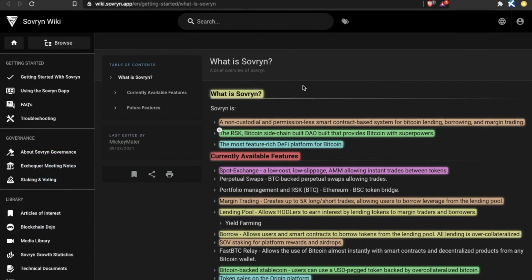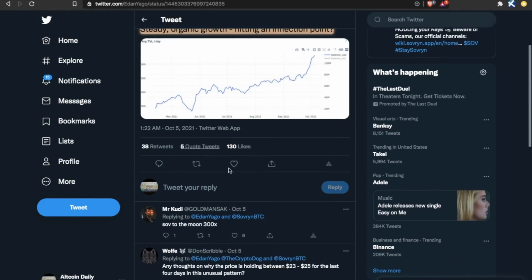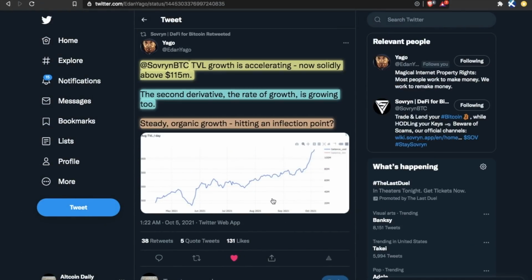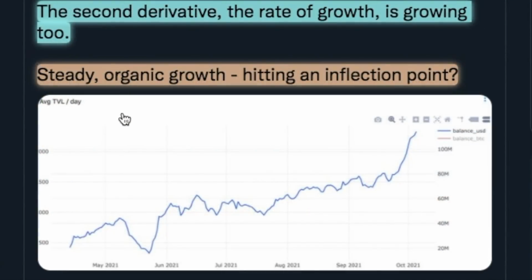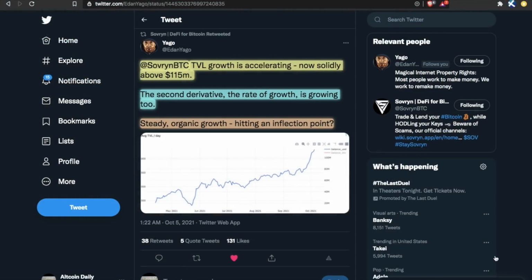Okay, Austin, I get it. I understand now what Sovryn is. But the next question is obviously, are people using it? Well, checking in on the stats from a few days ago, we are seeing steady, healthy growth. The Sovryn TVL, total value locked growth, is accelerating, now solidly above 115 million. The second derivative, the rate of growth, is growing too. Steady, organic growth, hitting an inflection point, the network is growing.